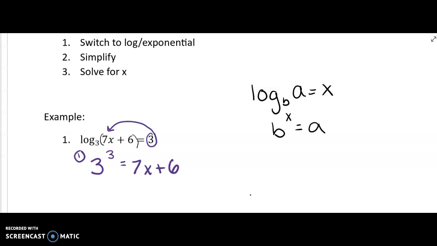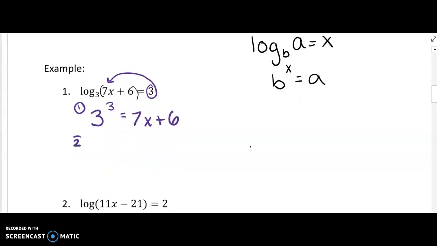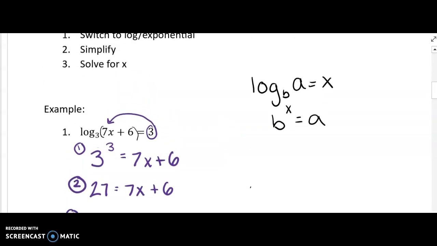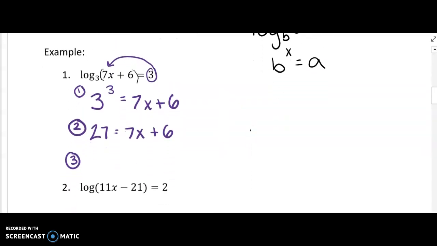Step 2 is to simplify. We simplify the 3 to the 3rd power, which is 27, so 27 equals 7x plus 6. Then our last step is to solve for x. We subtract 6 from both sides and get 21 equals 7x. Then we divide both sides by 7, and we get a nice x equals 3. That's how you solve these basic ones.